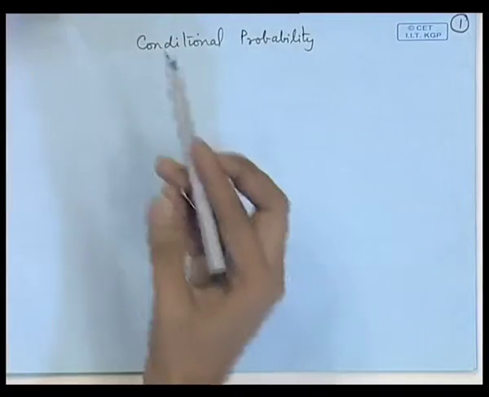Today we are going to introduce the concept of conditional probability. Sometimes, after conducting a random experiment, we have some partial information about the outcome of the experiment. In the light of that partial information, if we want to find out the probability of a certain event, then the probability gets modified.